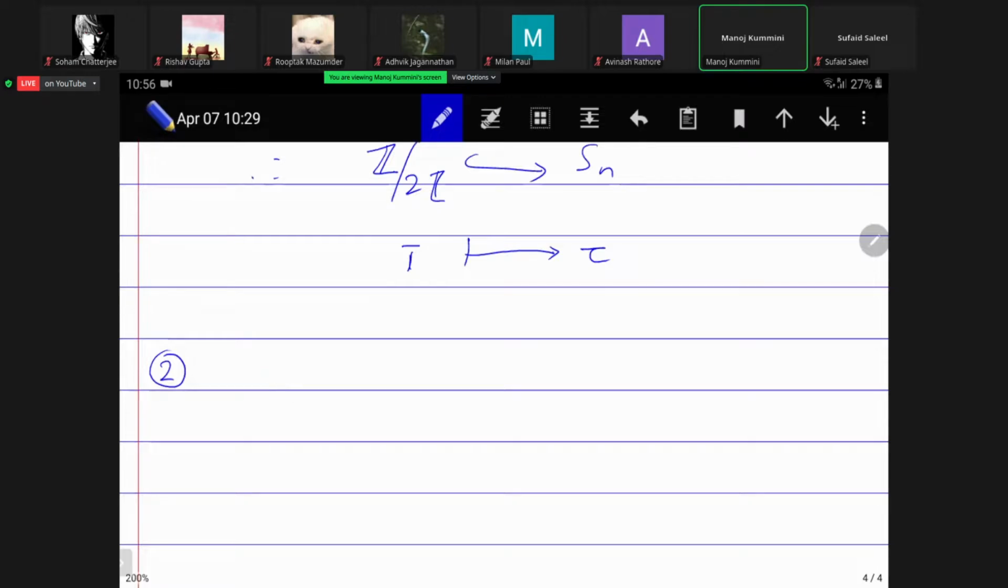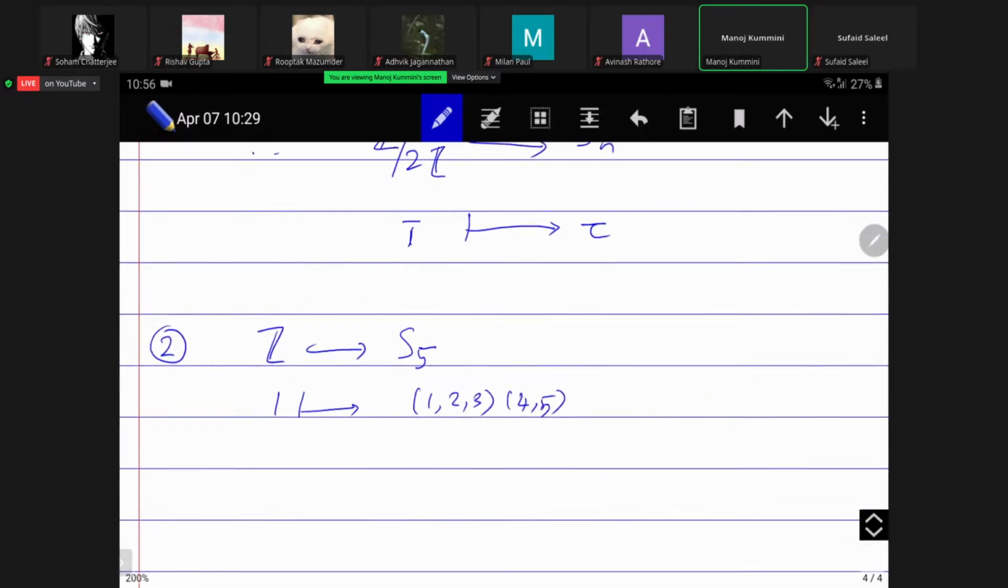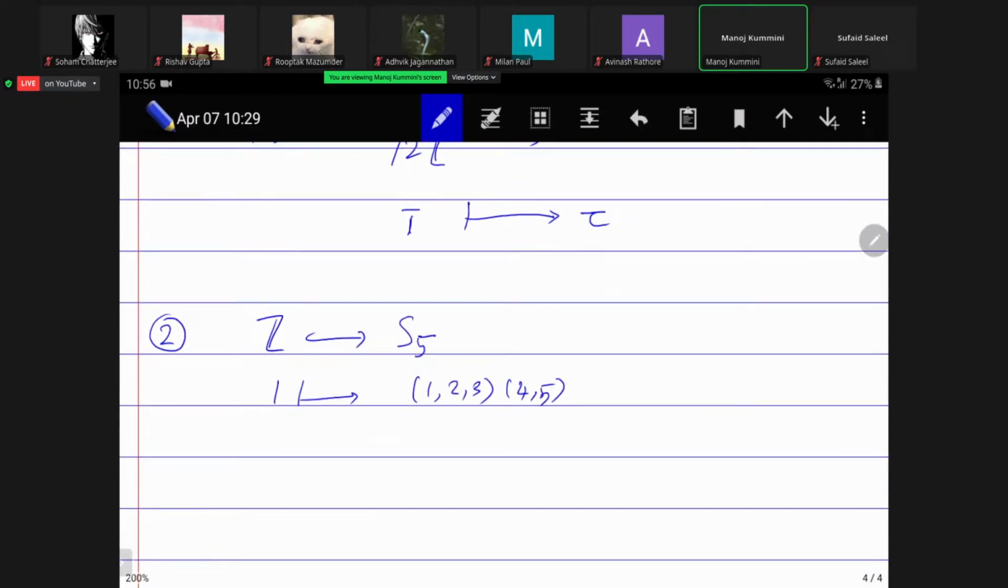So, another example, Z2 S5. An example related to one of the calculations in one of your quizzes. Let us say 1 goes to (1 2 3 4), and so on. These are disjoint cycles, so they'll commute with each other, and so the kernel of this. Okay, so 6.